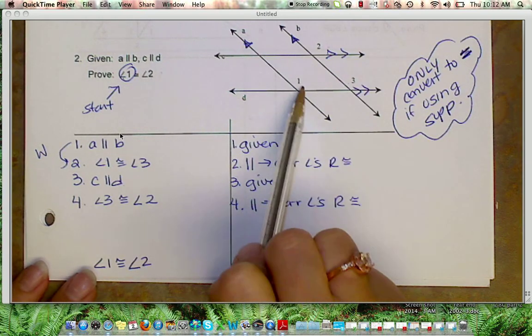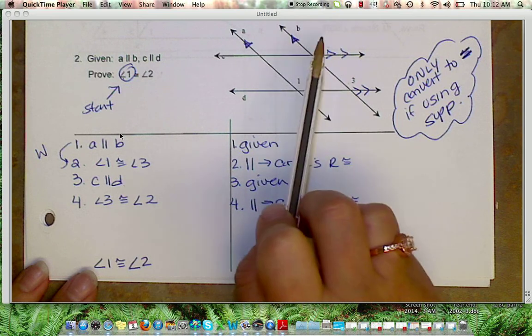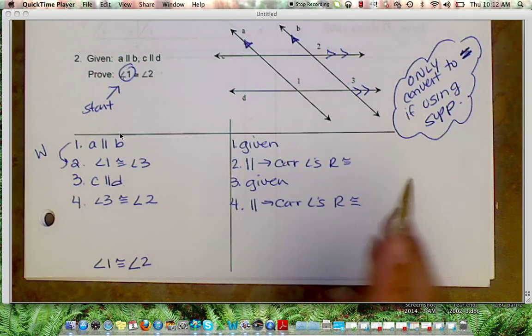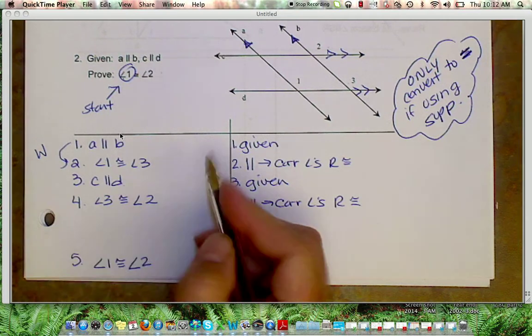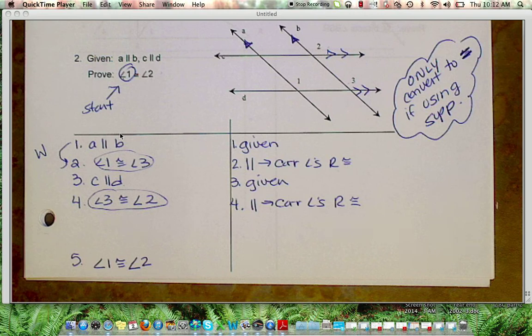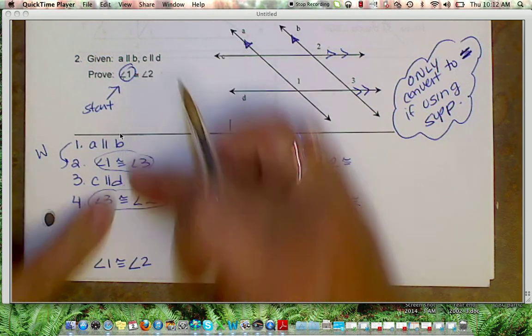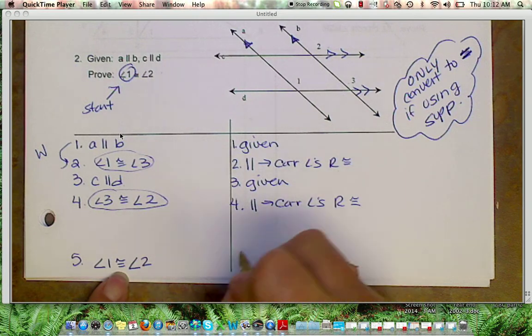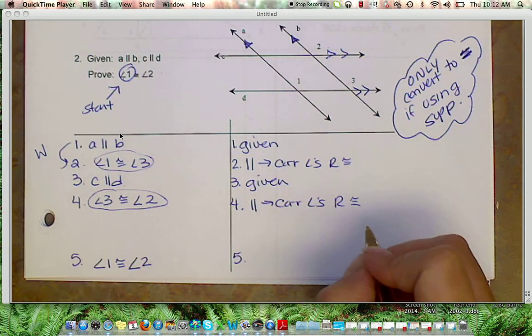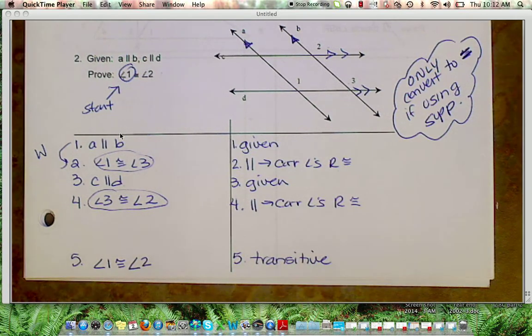So the frog jumped from 1 to 3 because of corresponding. He jumped from 3 to 2 because of corresponding. So he's finished his trip. We just have to link these together. So if 1 is congruent to 3 and 3 is congruent to 2, then basically they both share the 3, so we throw that out, which leaves us with 1 is congruent to 2. Now it looks similar to substitution, but since it's in congruence, that would be a transitive step. Congruence is transitive. If it says equals, then it's called substitution.